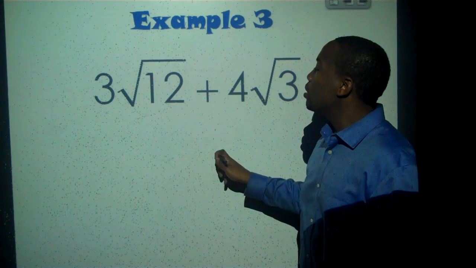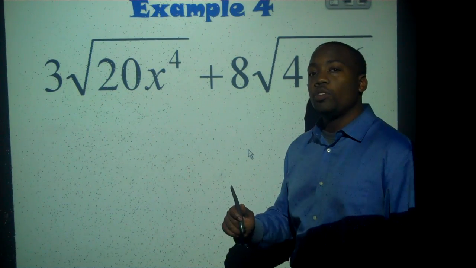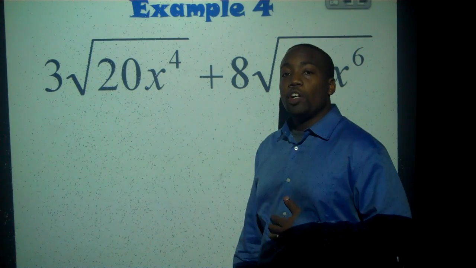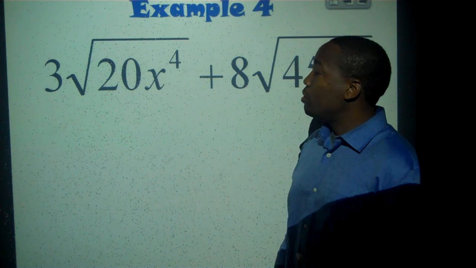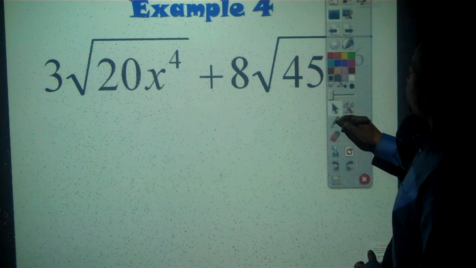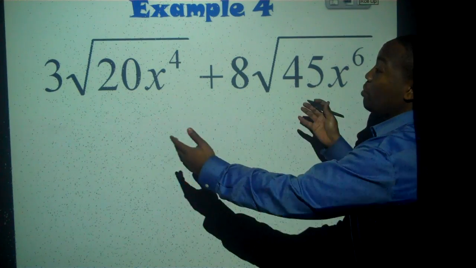Next one. We have this right here. Now we're jumping into the semi-harder ones, but not really. Based on what we've done before in simplifying radicals, this should be very simple. So, the first thing you need to do is ask, is there anything that can be broken down? Do they look like they can be added together?